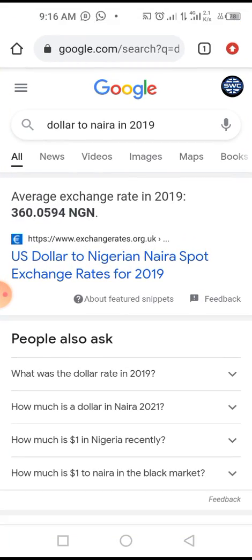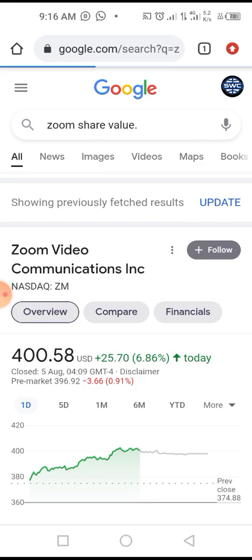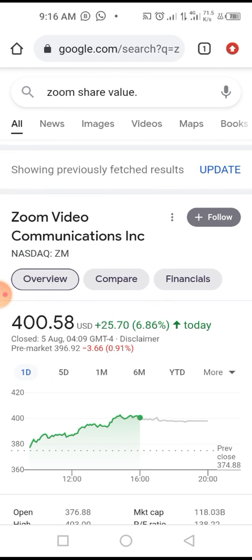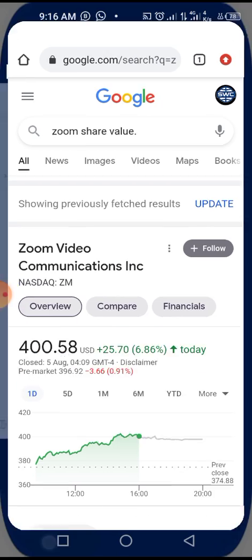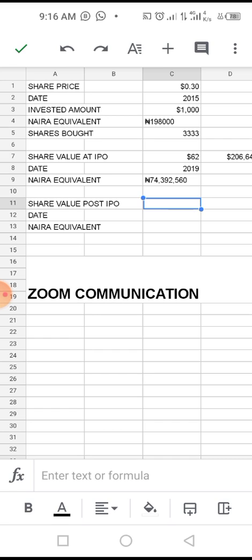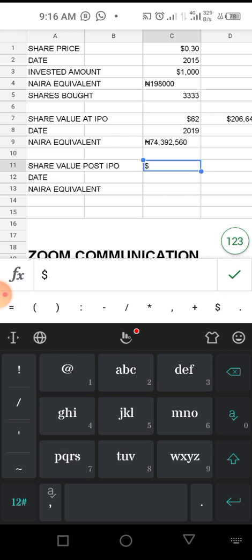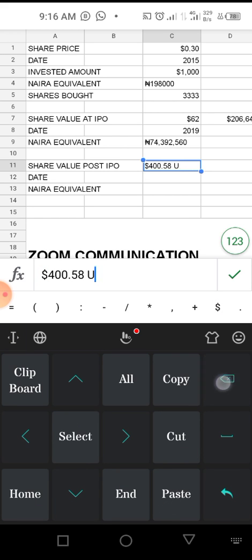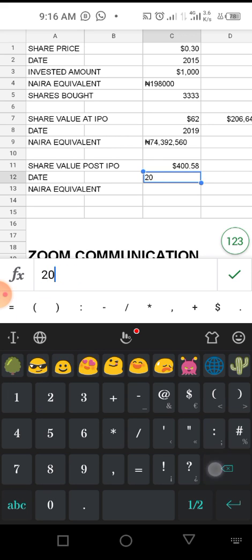The current value of Zoom shares. Currently, Zoom shares stand at $400.58. So with this current value in US dollar, less share value post IPO as at today's date. Today's date is 5th of August. So we have the share value standing at $400.58. Now the date is 2021, ladies and gentlemen, 2021.